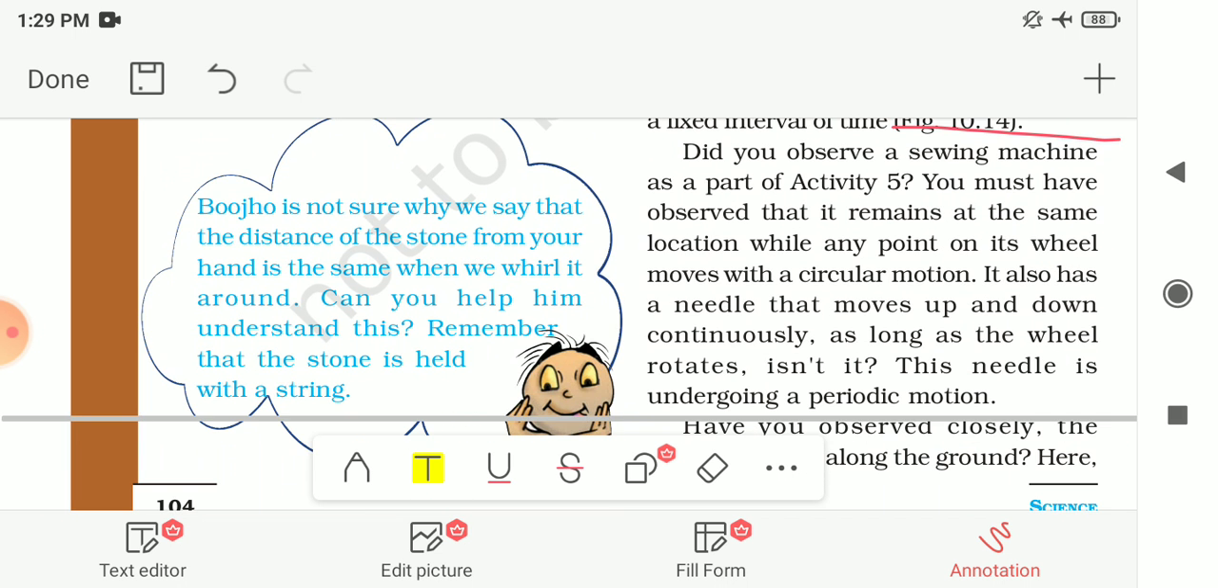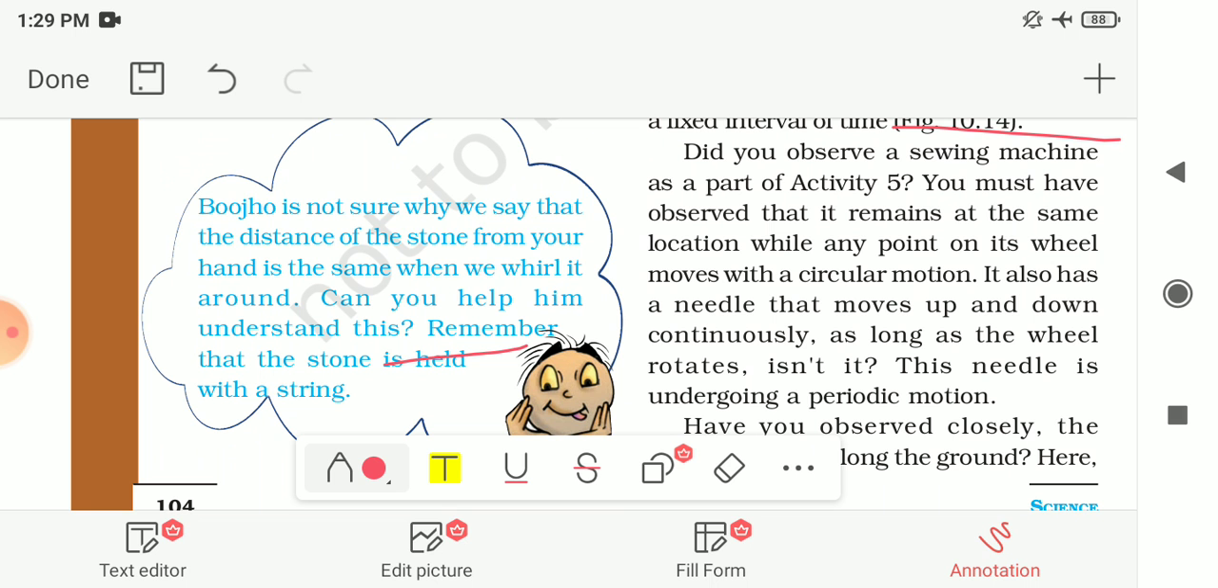Here Bujo is saying something: Bujo is not sure why we say that the distance of the stone from your hand is the same when we whirl it around. In the circular motion in activity number 7, we said that the distance of the stone from the hand, that means if your stone is moving like this and your hand is here, then the distance of the stone from your hand is equal when we are rotating it. So can you help me understand why this distance is the same?